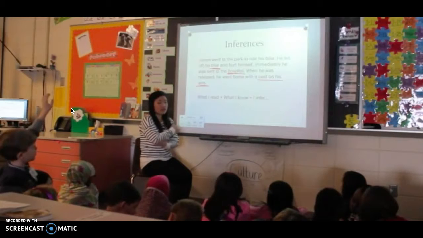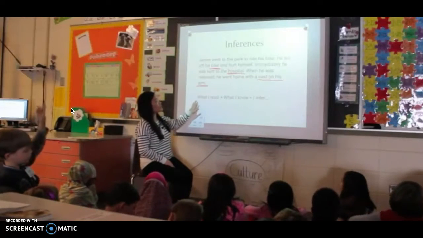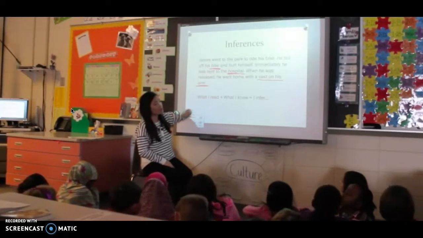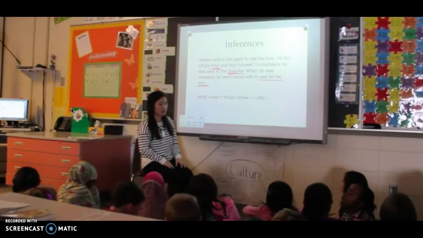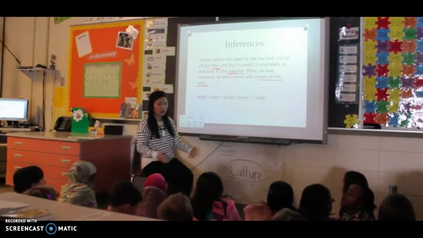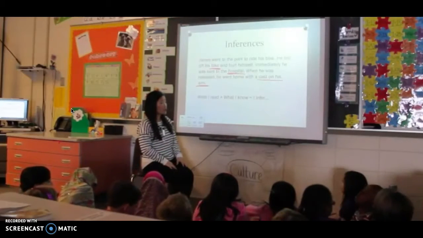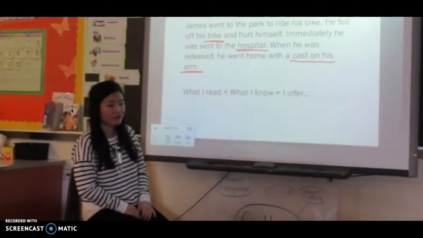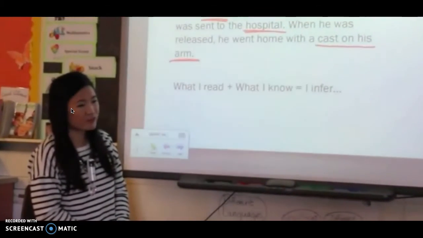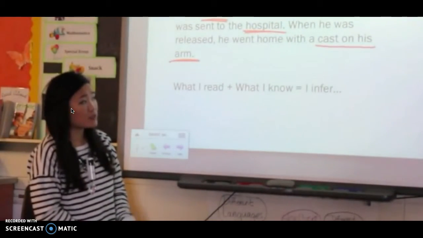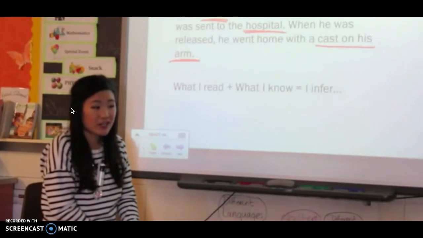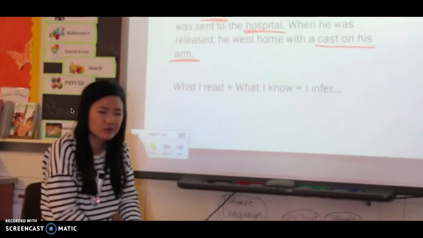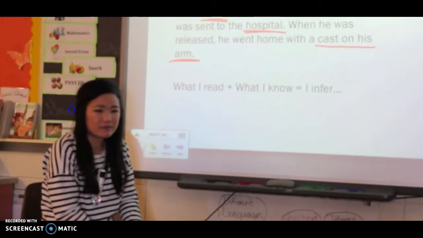Yep, so then it tells us, okay? So what did we read? We saw that there was a bike involved, that he went to the hospital, and then he came out with a cast on his arm. It doesn't tell us what part of his body actually got hurt. But what we know from what we just read is that usually when you fall off, you're going to get a few scratches, maybe a few bumps. So that way we can infer and say that, hey, I infer that he probably broke his arm when he fell off his bike.